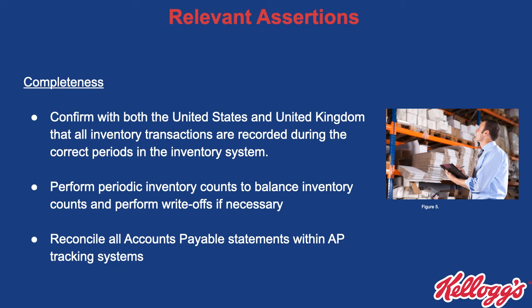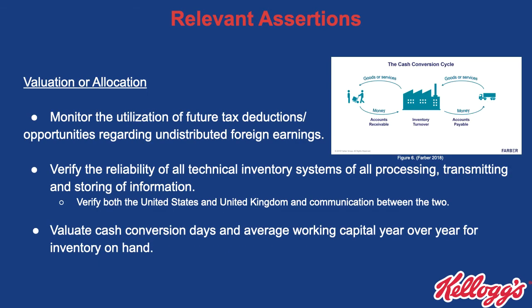Kellogg is in both the United States and the United Kingdom. And so we want to make sure that all the inventory transactions are recorded during the correct periods in the inventory system. We want to make sure that all of the correct inventory is included. And that's why we would perform periodic inventory counts to balance the inventory counts and perform write-offs if necessary. Lastly, we would reconcile all accounts payable statements within AP tracking systems.